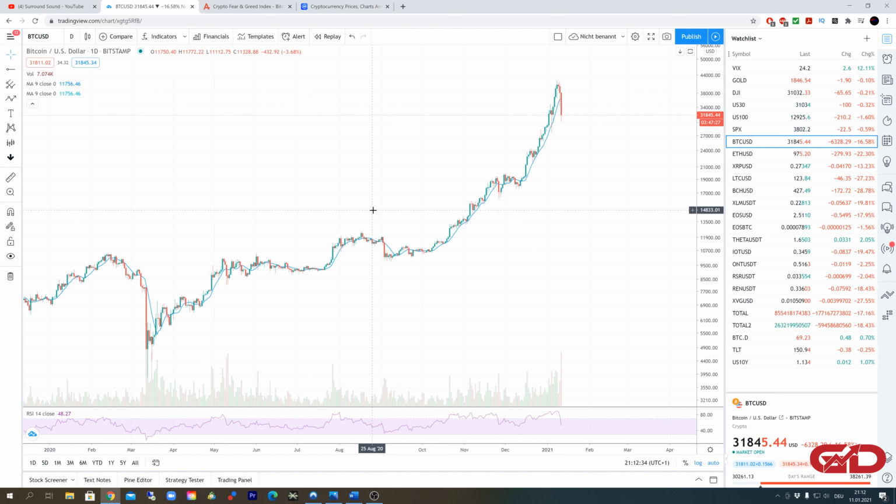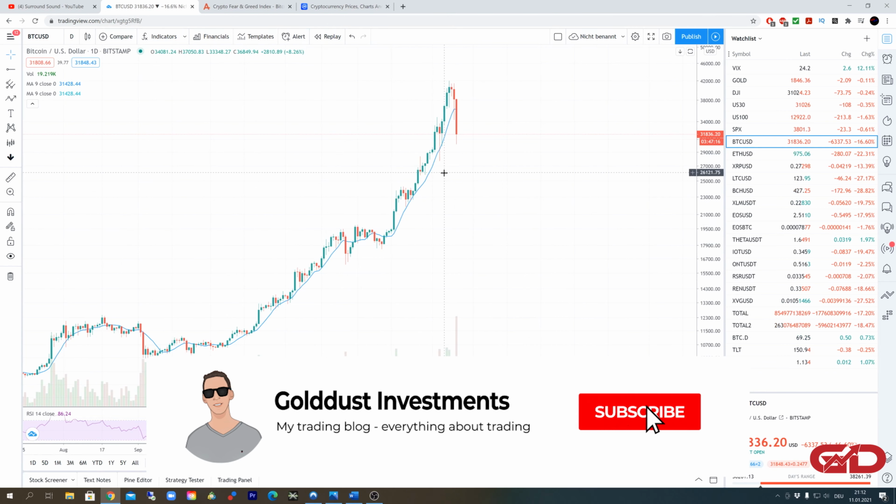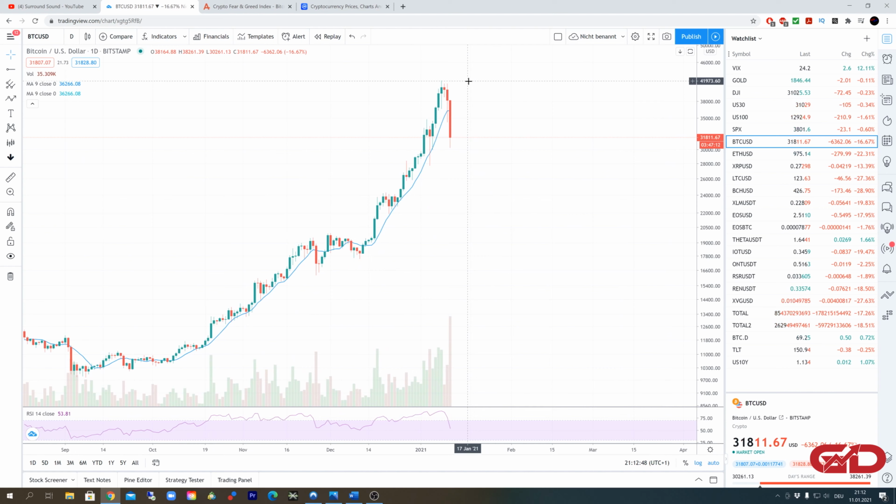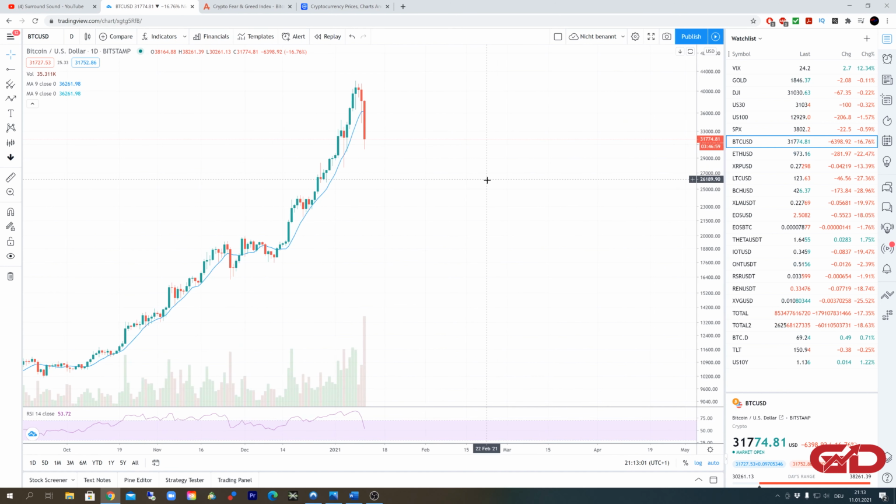And now let's get straight into the analysis. Right now we are in Bitcoin, and as I mentioned, we got down almost $12,000 from the peak. It was $42,000. The dip that we had today was close to $30,000. That is pretty exact, $12,000.